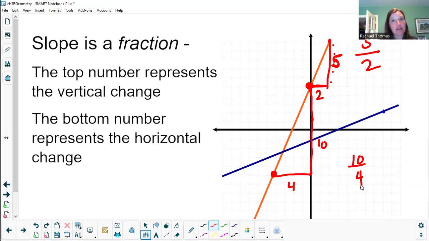Like 10 and 4 are not the same numbers as 5 and 2, but when I divide 10 divided by 4, this fraction will reduce to be the same fraction that I got using other points. Isn't that cool? If you don't get the same number no matter what 2 points you use, it's not a line. So now let's compare that to this one here.